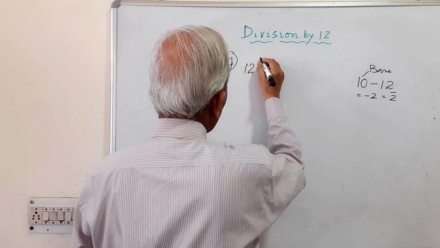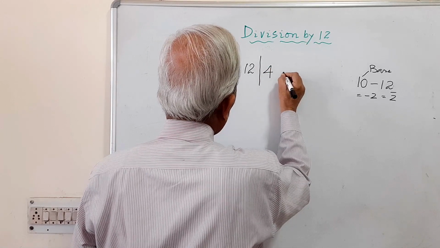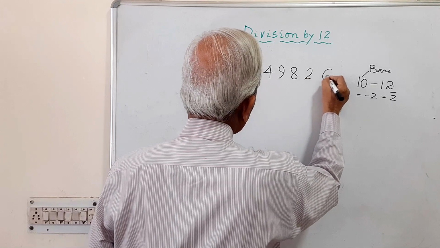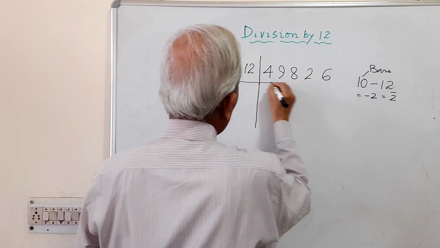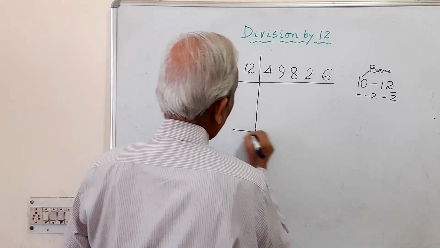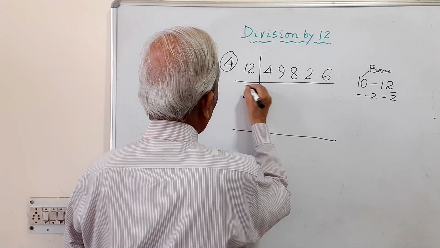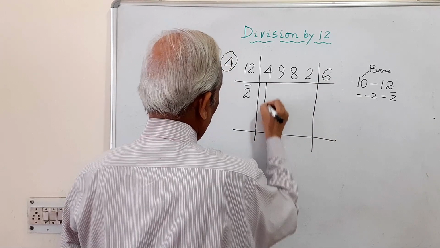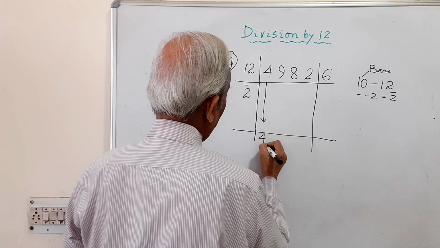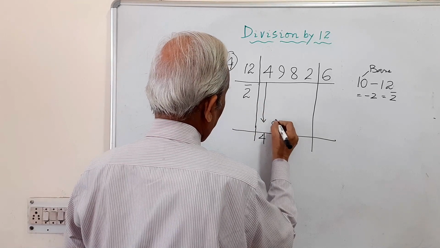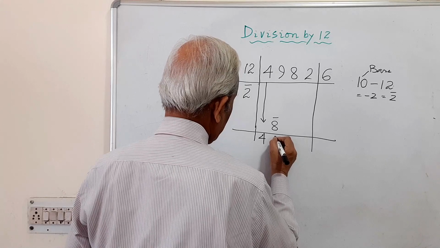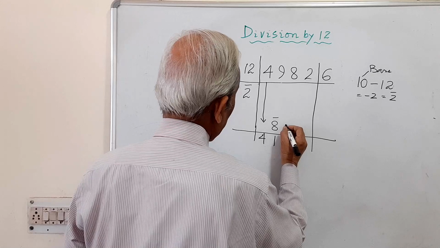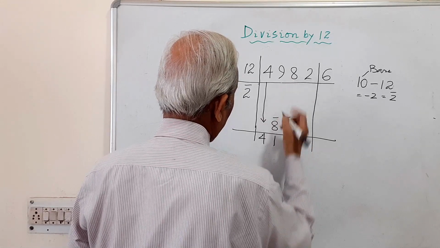4, 9, 8, 2, 6. 2 bar here. Put one line here. Start dividing. Put 4 as it is below 4. 4 into 2 bar is 8 bar. 8 bar, it's 1 here. 9 minus 8 is 1. 2 bar into 1 is 2 bar here. 2 bar plus 8 is 6 here.